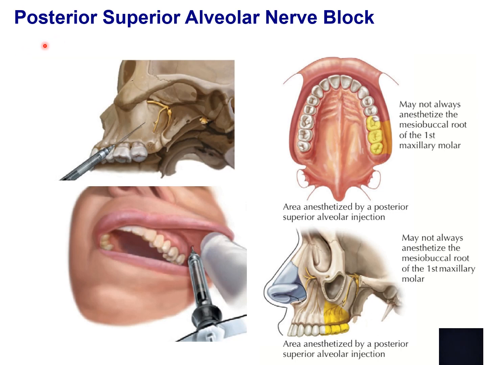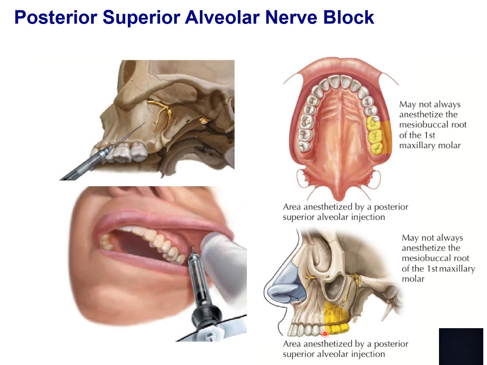Another nerve block in the maxilla is the posterior superior alveolar nerve block. It is also administered intraorally by orienting the needle at 45 degrees to the buccal aspect of the maxillary second molars and inserting the needle for about 1.6 centimeters, so that the main trunk of the posterior superior alveolar nerve is anesthetized.